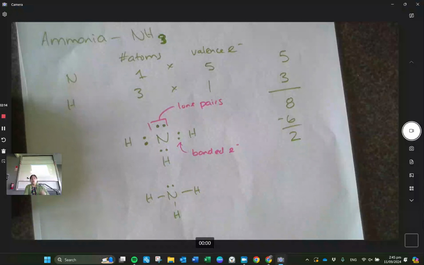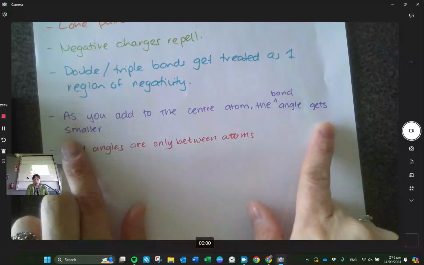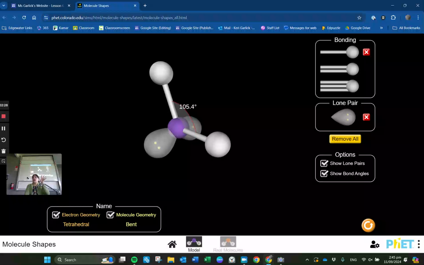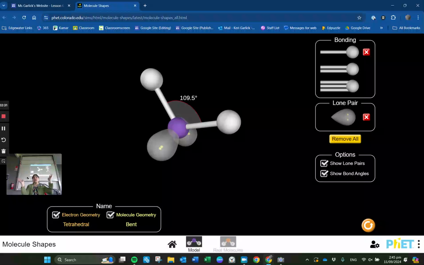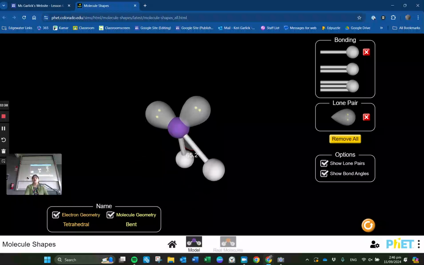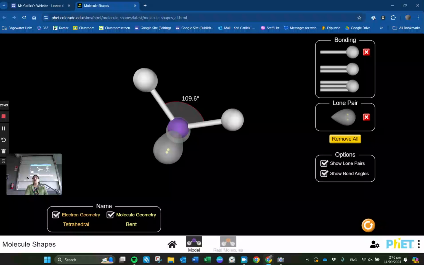The other thing that you guys were looking at, and I'm going to jump down, is that as you add to the center atom, the bond angles get smaller. And that makes sense because you still have the same area of space that you're dealing with. So now that I added another lone pair of electrons, I need to move things to maximize their separation in that situation. When you move around these atoms, you'll notice that it will temporarily make them closer, but when you let go, it goes to the maximum distance that it can be allowed.